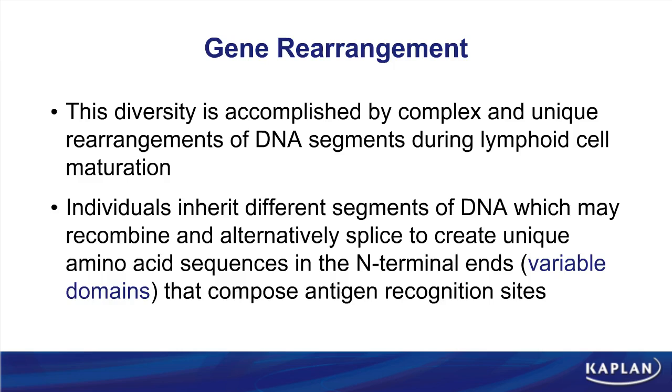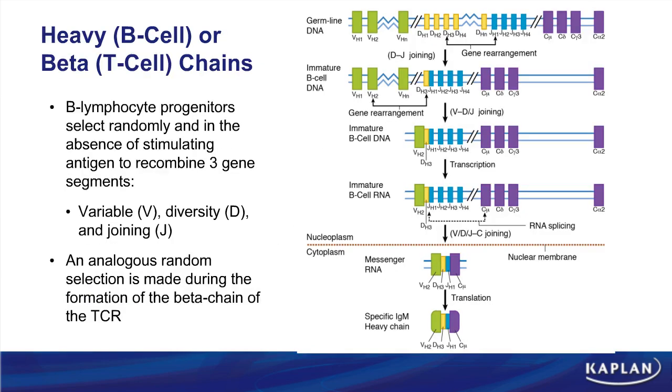Each individual inherits different segments of DNA, which we can rearrange. It's just like shopping with accessories, where you can have a little black dress and you can dress it up and you can dress it down depending on what you wear with it. And that's how receptor diversity works. We can have the same variable regions with different D regions and different J regions, and that antigen binding site can look completely different. We are going to talk about gene rearrangement as it happens on the heavy chain for B cells, but keep in mind this process is analogous in T cells, starting with the beta chain.